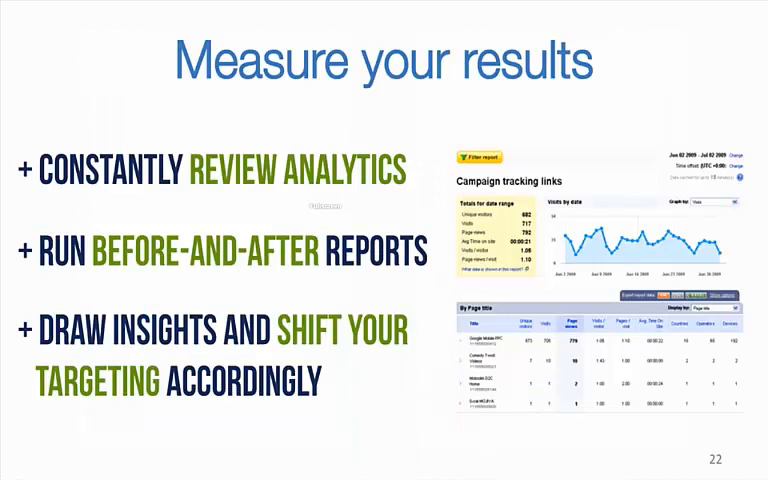All right, next is to measure your results. Again, I talked about how everything online is measurable. The analytics associated with online advertising now are just absolutely fantastic, and they're almost completely real time at this point. So you can make changes and you can see what things are working and what things aren't as they're happening. So you want to make sure that you have effective analytics set up on all of your campaigns. You want to run before and after reports anytime you make a change so that you can see clearly, hey, what did that change cause? And then draw insights from these reports and shift your targeting accordingly.